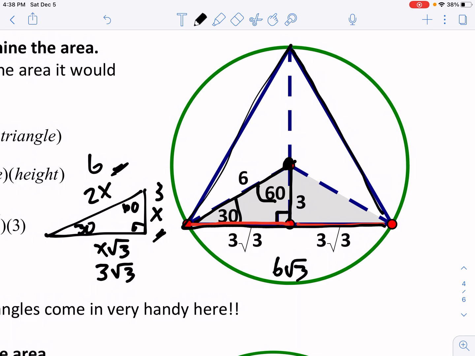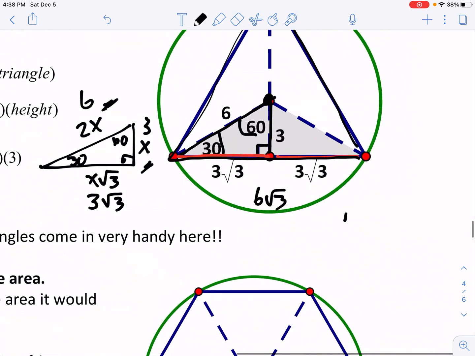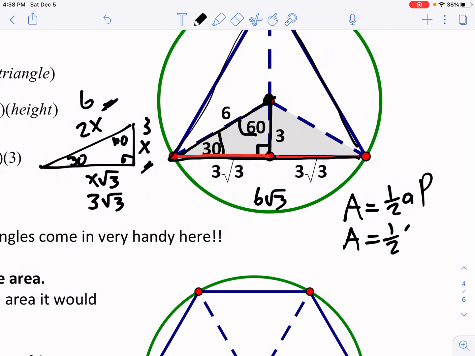3 square root of 3 plus 3 square root of 3 makes 6 square root of 3. Okay, well now I have enough information to figure out what the area is going to be. Our area is equal to 1/2 A times P. Well, we found our apothem is 3. Okay, that's the height of the triangle. So we have A is equal to 1/2 times 3.